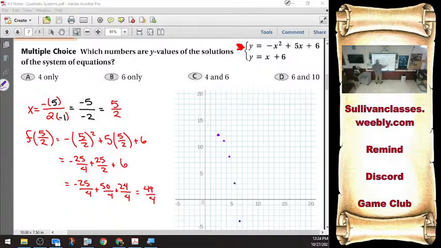I will mirror them across my axis of symmetry. There, there, there, and there.